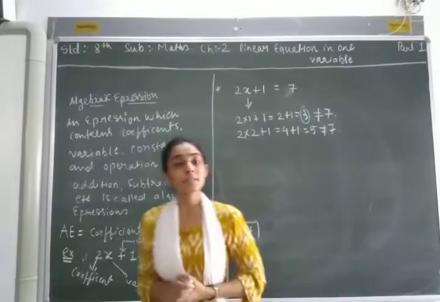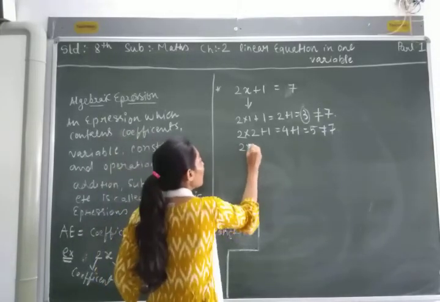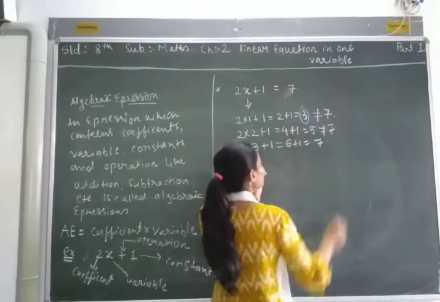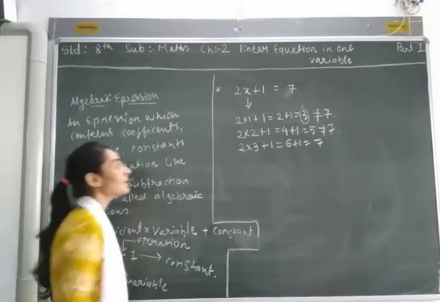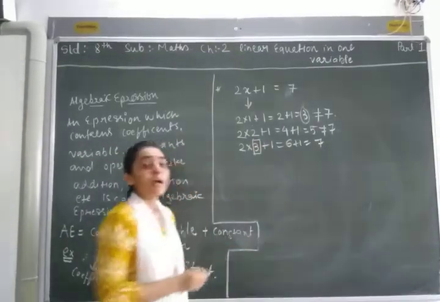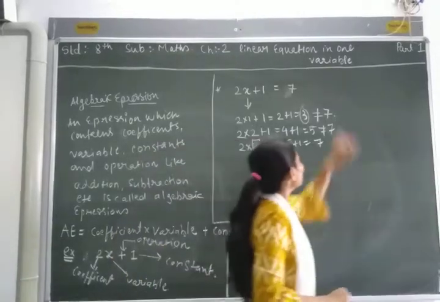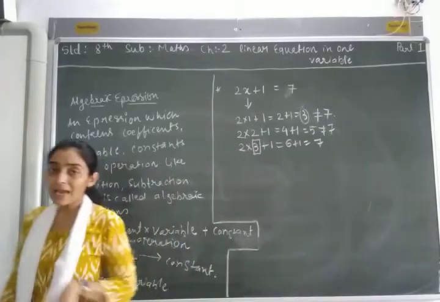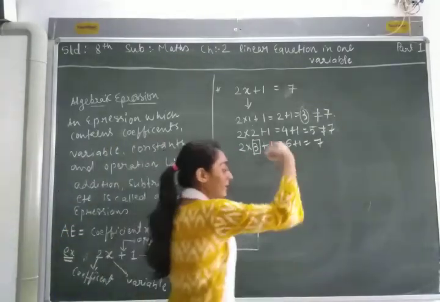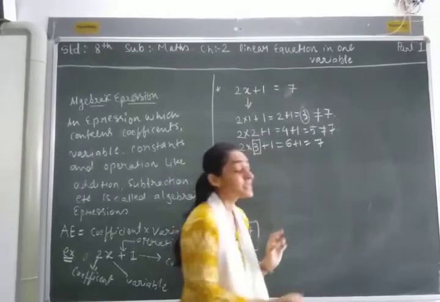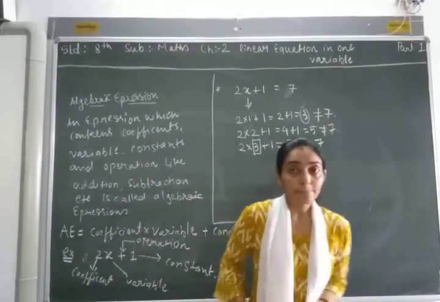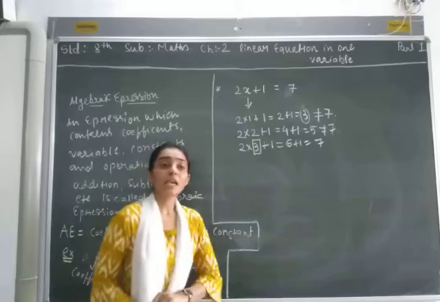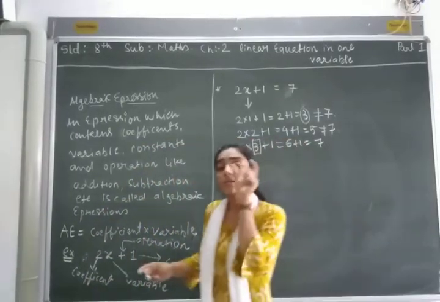Now, replace this 2 with 3. So I am getting 6 plus 1 equals 7. It means if I replace my x with 3, I am getting exactly the value given on my right-hand side. It means x equals 3 is the solution of this equation.